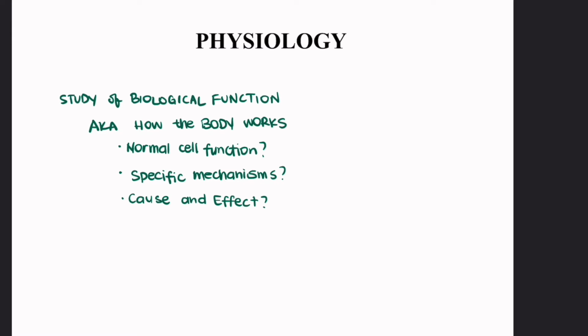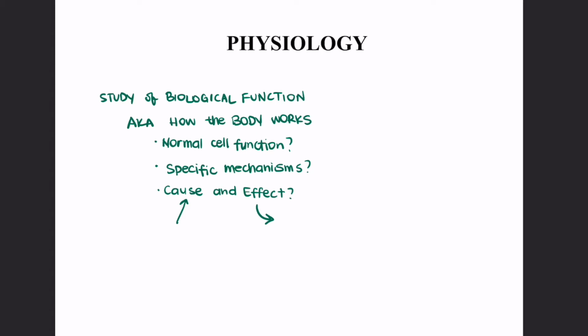We're going to learn different mechanisms throughout the body, and whether one thing happens, some sort of cause, what sort of effect it'll have. You took a human anatomy class prior to this class, and so you are familiar with the anatomical terms, and now we're going to learn about how everything works.